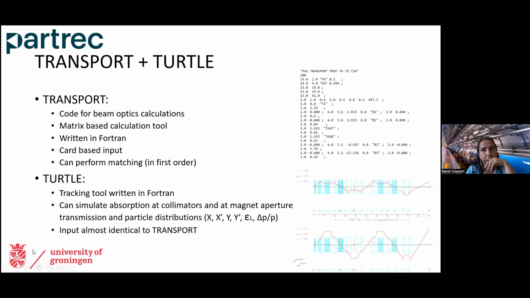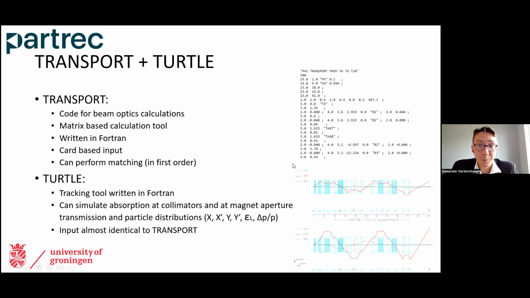And this is a code for beam optics calculation, and it's based on matrix multiplication. The input looks like that. So you have basically cards, and you calculate with these cards, or you give the parameters of the beamline and of the beam with these cards.